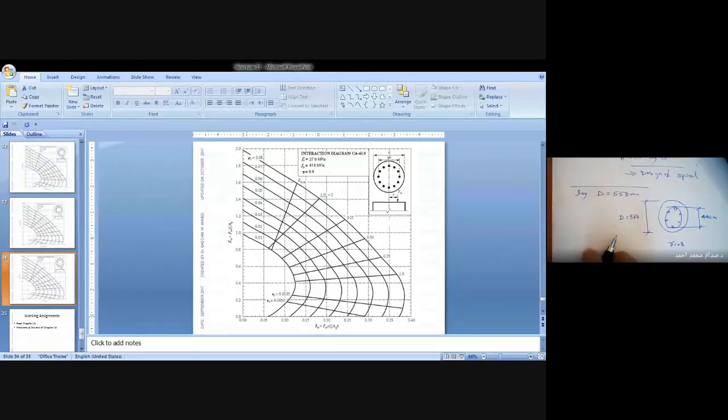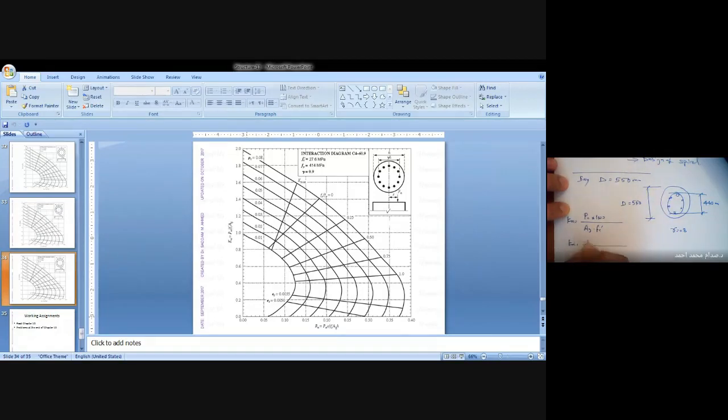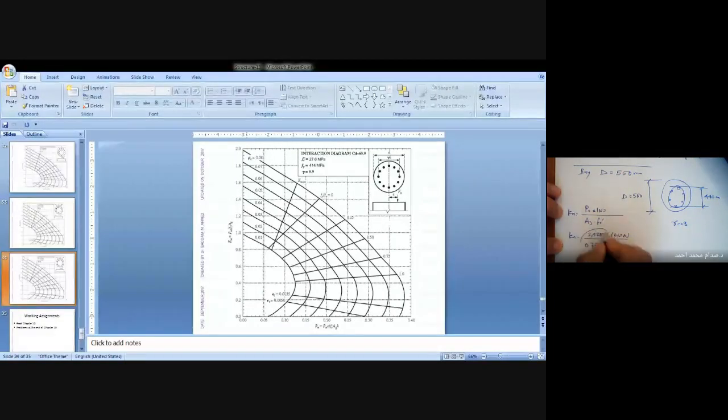So in this case, I will use the tamping. I will repeat the same thing we calculated a while ago. Kn value is equal to Pn multiplied by 1000, then divided by Ag Fc prime. Kn is equal to 2225 multiplied by 1000, divided by 0.75. Why 0.75? Because it is a spiral column. So this one will be Pn.